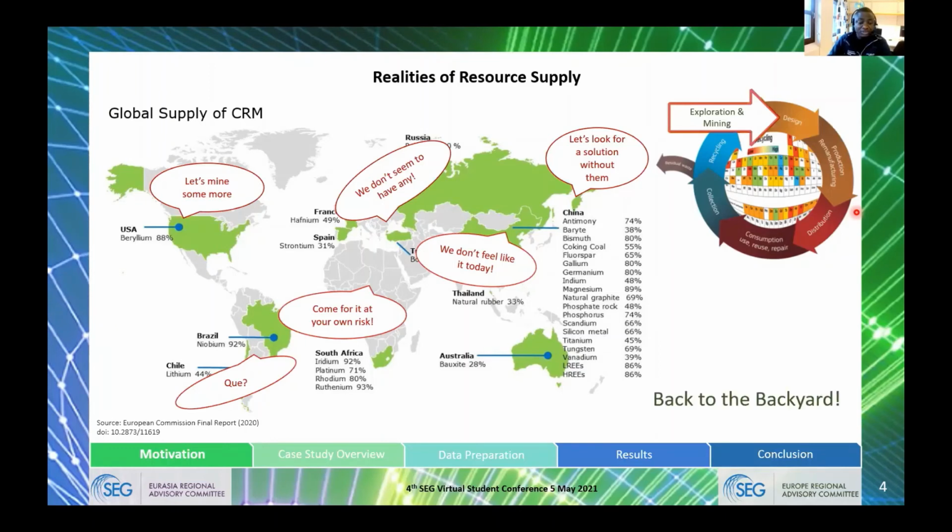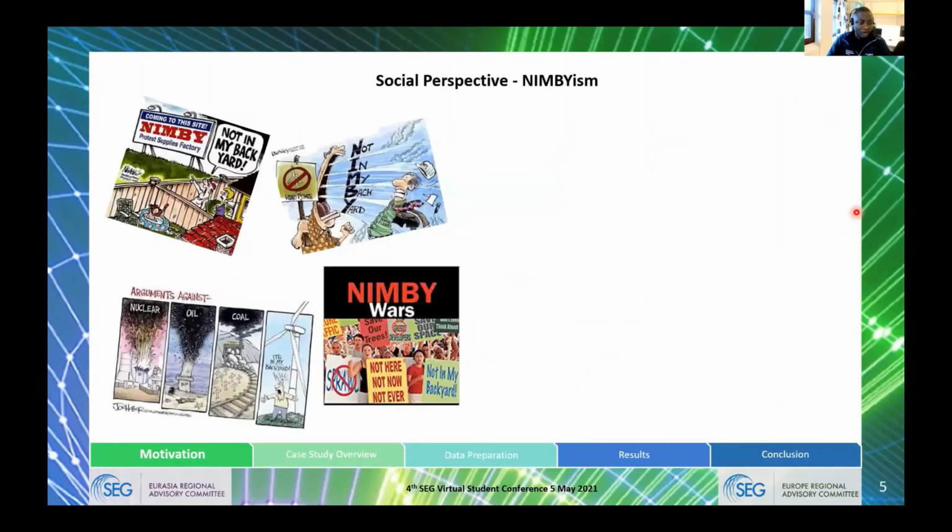And this invariably means that we all have to go back to our backyard to get whatever we need out of there. However, going to the backyard is not as easy as it seems. Especially in the European and American backyard, there is NIMBYism. And what is NIMBYism? It is not in my backyard.